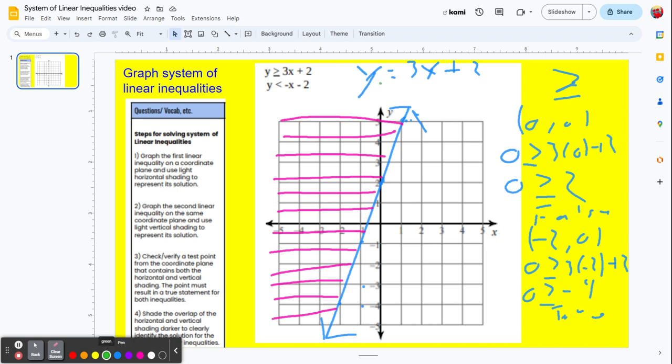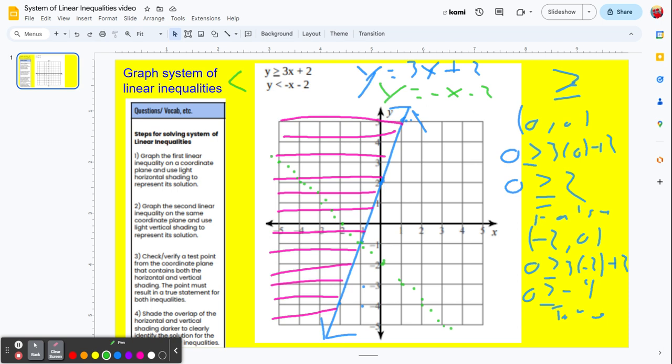Again, we're going to graph the line y equals negative x minus 2. But this one is just a less than problem, so we're going to use a dashed line to graph this one. We go to 0, negative 2, and then the slope is negative 1. So we go up 1, left 1, up 1, left 1, or we go down 1, right 1, down 1, right 1. Do not make a solid line; we make a dash line here.